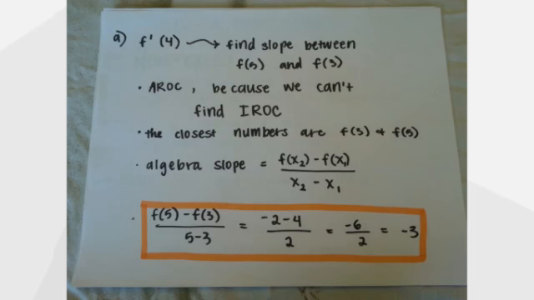Basically, we're going to find the average rate of change instead of the instantaneous rate of change. To do this, we find the algebra slope between the points (5, -2) and (8, 3). We do this through f of x2 minus f of x1 over x2 minus x1. Finally, we get that the slope is -3. Very roughly, f prime of 4 equals -3.